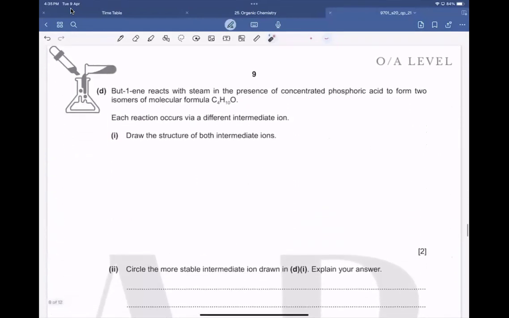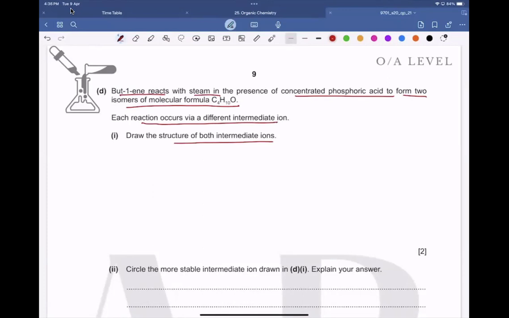Now D part. Butene reacts with steam in the presence of concentrated phosphoric acid to form two isomers of molecular formula C4H10O. Each reaction occurs via a different intermediate ion. Draw the structure of both intermediate ions. So instead of the whole mechanism, they ask you to draw the intermediate ion.